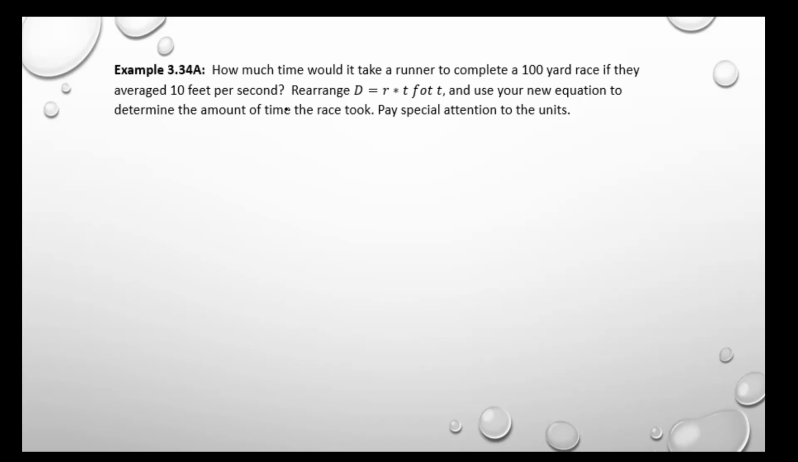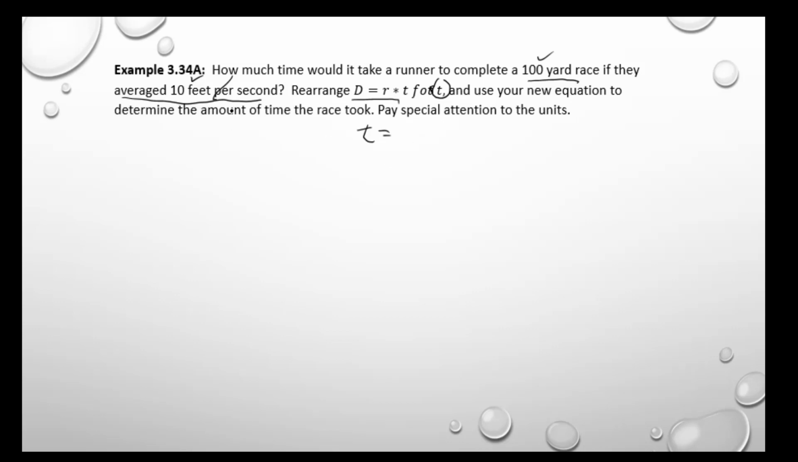Okay, so here it says, how much time would it take a runner to complete a 100-yard race if they average 10 feet per second? So the equation is distance equals the rate times the time. We're going to rearrange it for time. In other words, they want time as the output, so they want t equals. And then we could better utilize the distance and the rate. This is the rate, 10 feet per second, right? Per means divide. And let's pay special attention to the units.